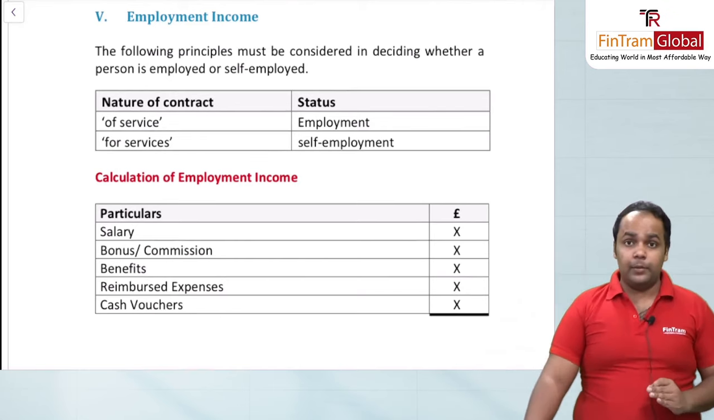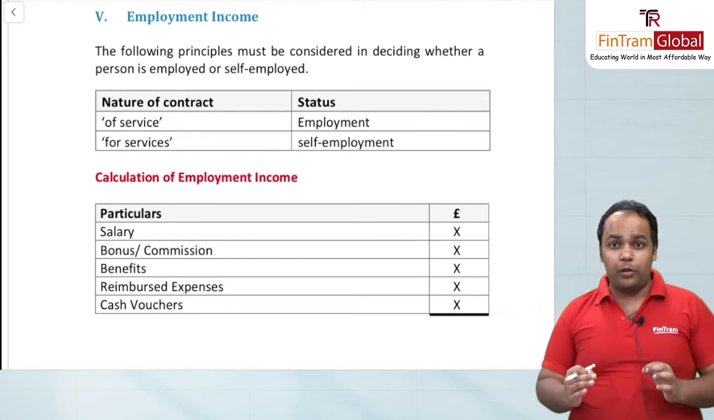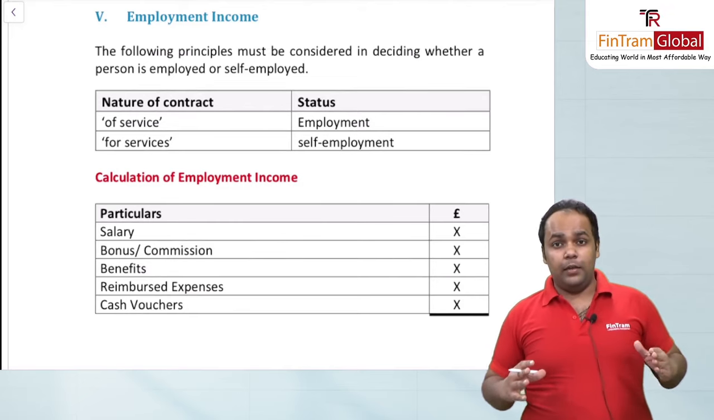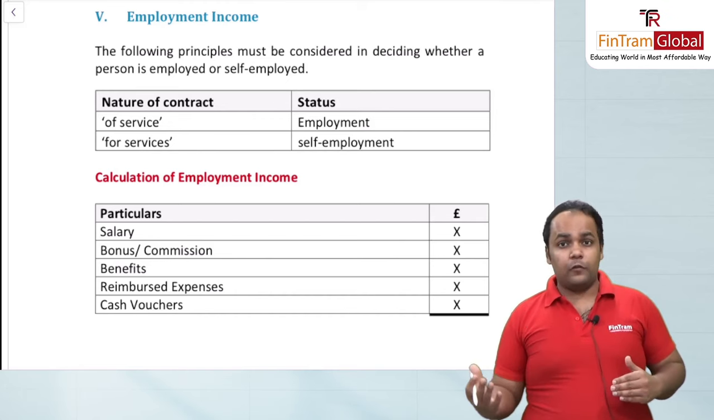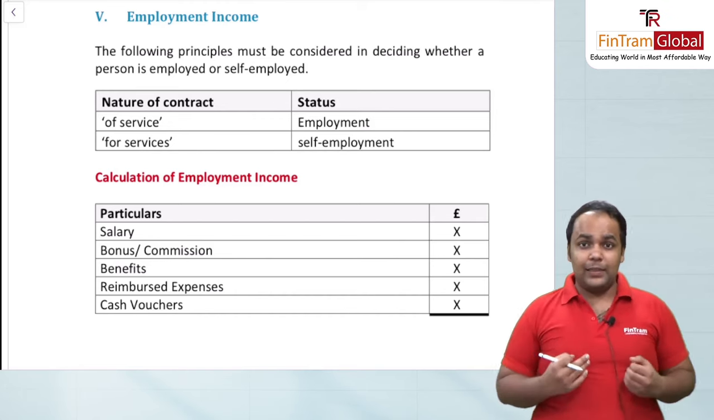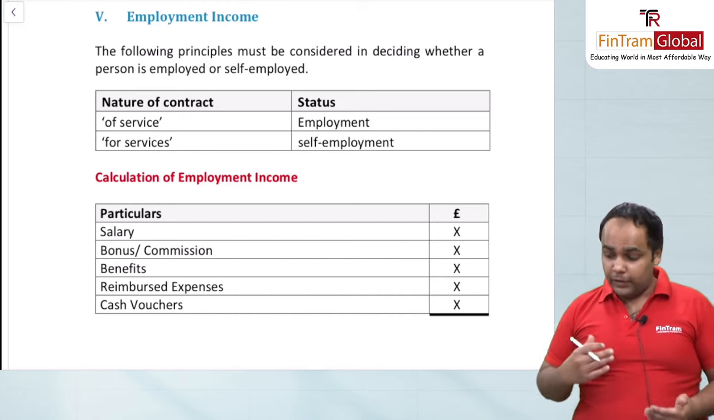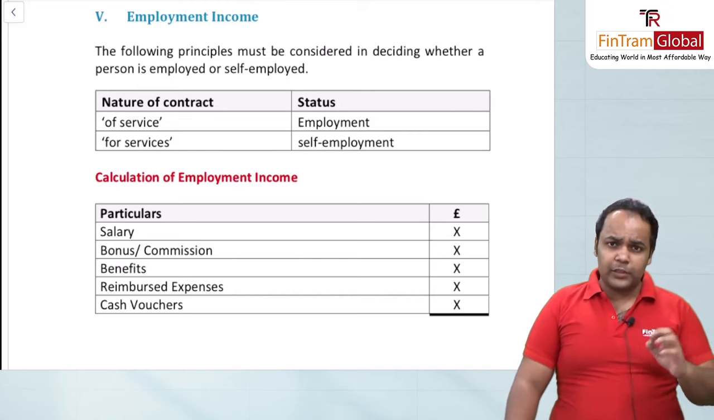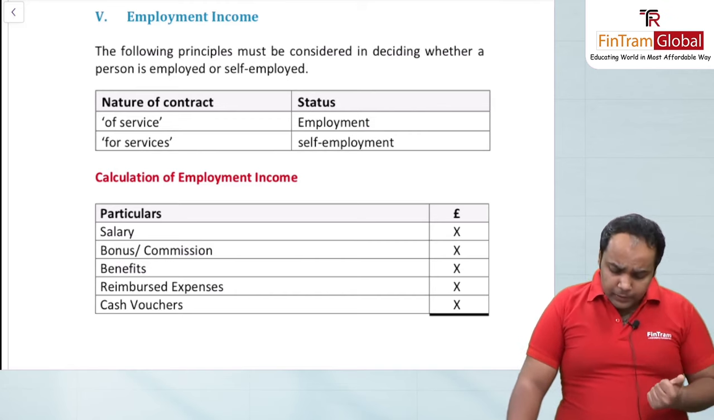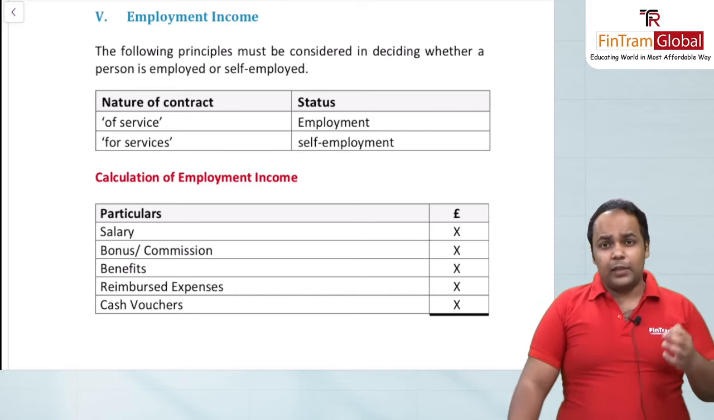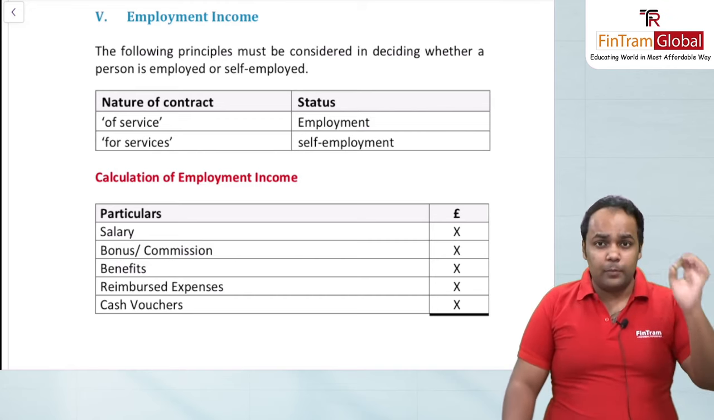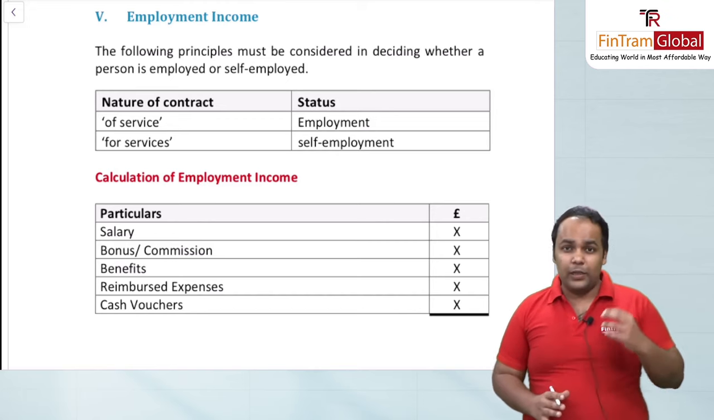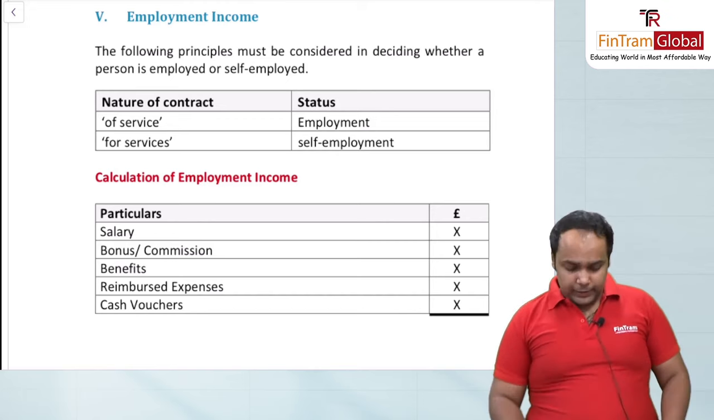Coming to the employment income, guys. Now, employment income, very, very important aspect. If you're in a long form question, a 15 marker, it's likely that a number of aspects of the employment income are tested, to test your knowledge. Remember, if the contract is of service to an employer, then it is an employment. If it's for services to a client, then it is self-employment. So we did each of these aspects in detail.